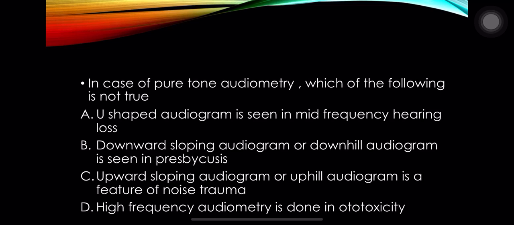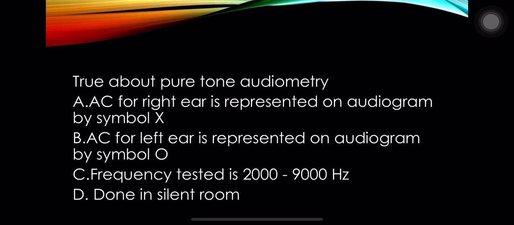loss. Upward sloping audiogram is a low frequency sensorineural hearing loss. It can be seen only in Meniere's disease. So this is wrong. High frequency audiometry is done in ototoxicity. Yes. In case of ototoxicity, the first frequencies to be affected are the high frequencies, say from 8,000 to 20,000 hertz. So we'll be going for only high frequency audiometry. So in this question, the thing which is not true is upward sloping audiogram or uphill audiogram is a feature of noise trauma.